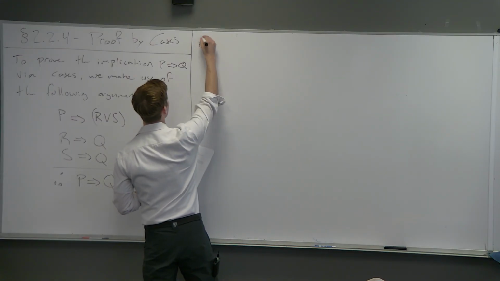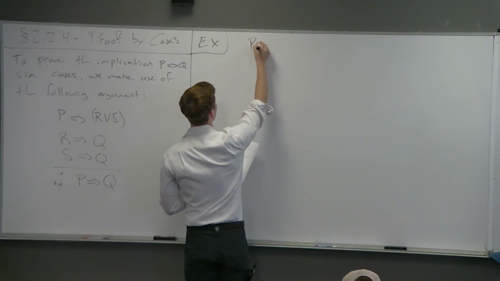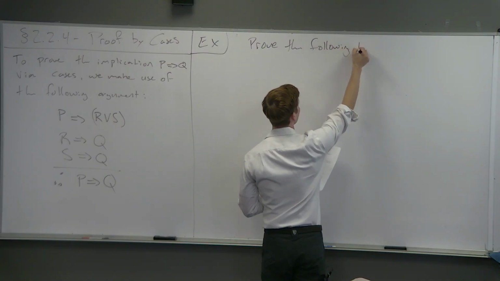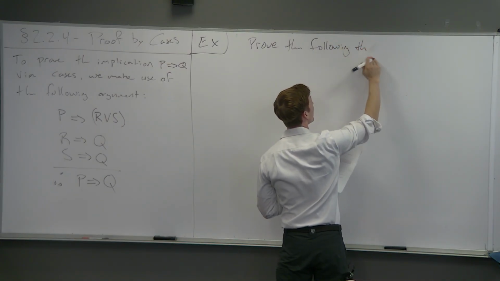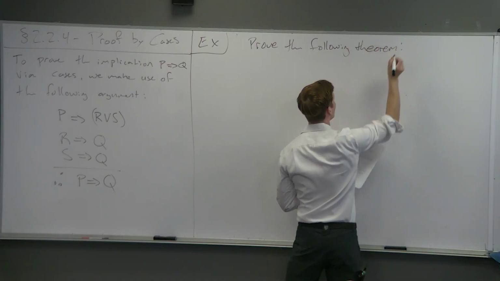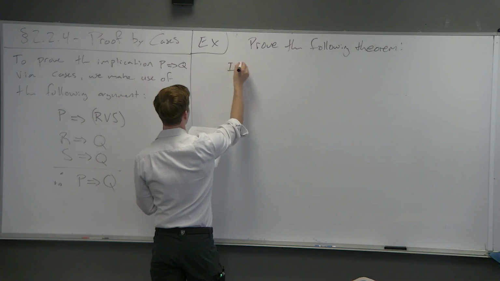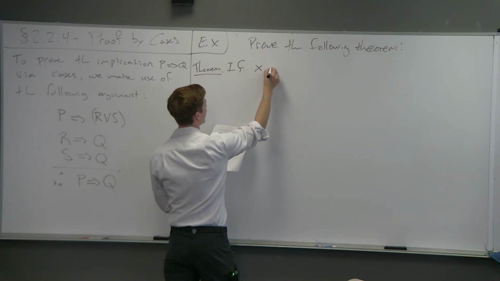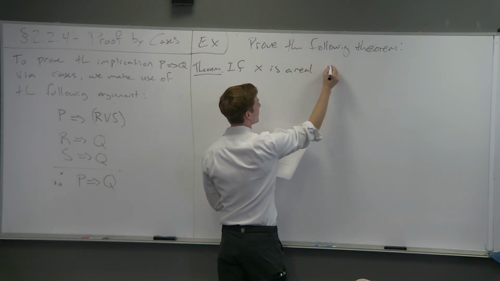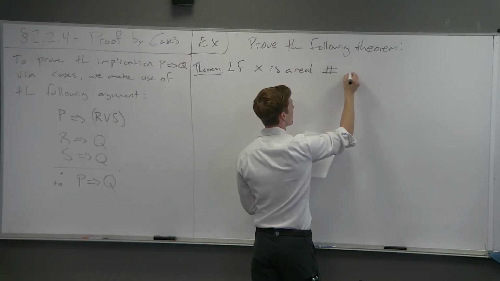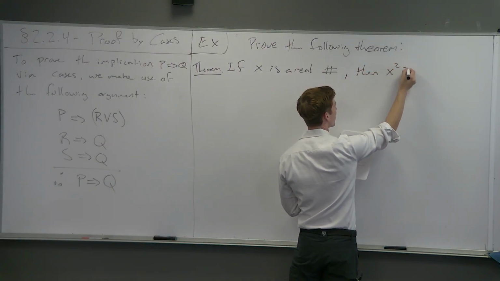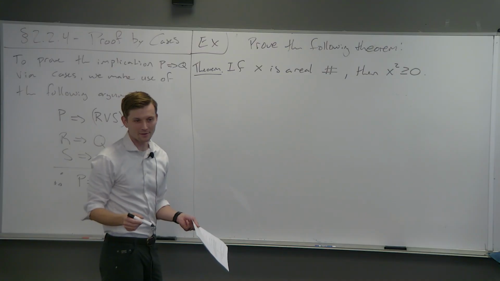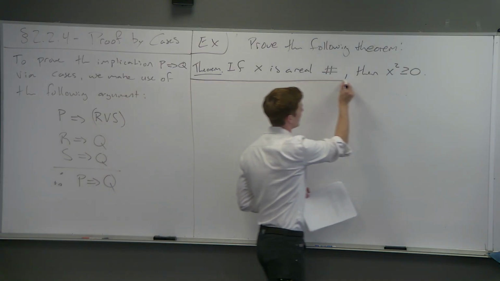So prove the following theorem. Theorem, if x is a real number, then x squared is greater than or equal to 0. A seemingly obvious statement. How do we go about proving it?